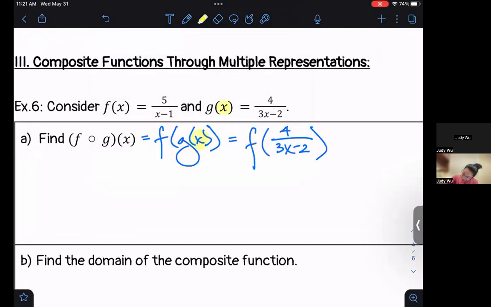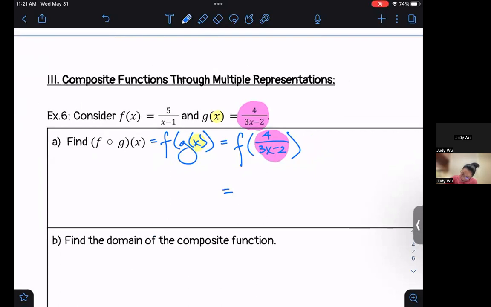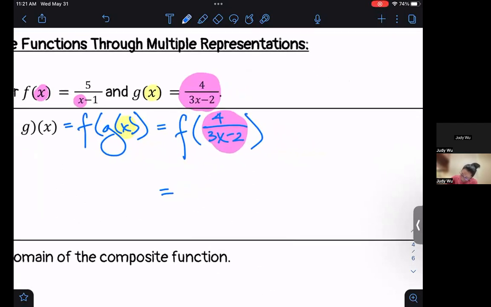This x went in here, and what came out is 4 over 3x minus 2. That is the output we put into f. And where is that going to go? Everywhere we see the x, which is in the denominator, that's where we're going to put 4 over 3x minus 2. It's going to look kind of gross, but that's okay. 5 over, instead of x, it's the 4 over 3x minus 2. Don't forget, we still have that minus 1.